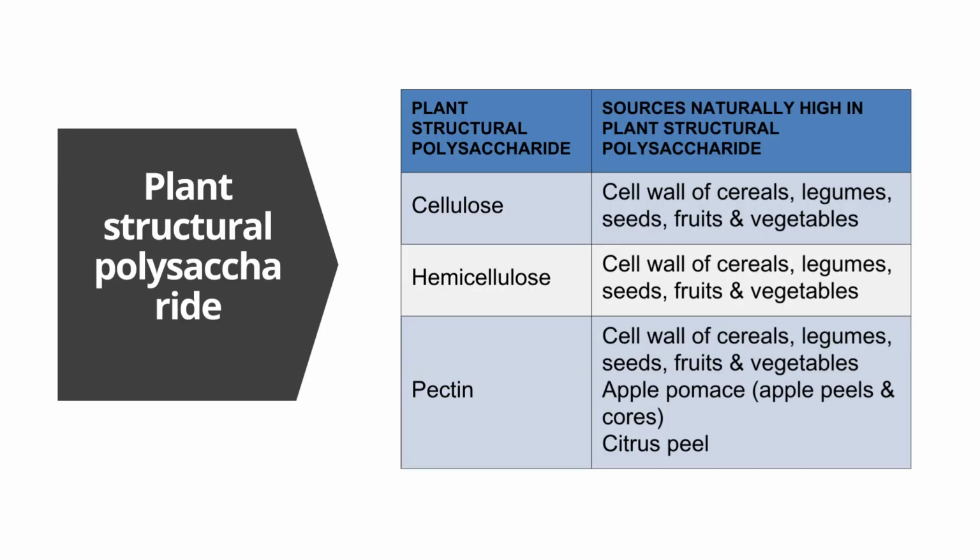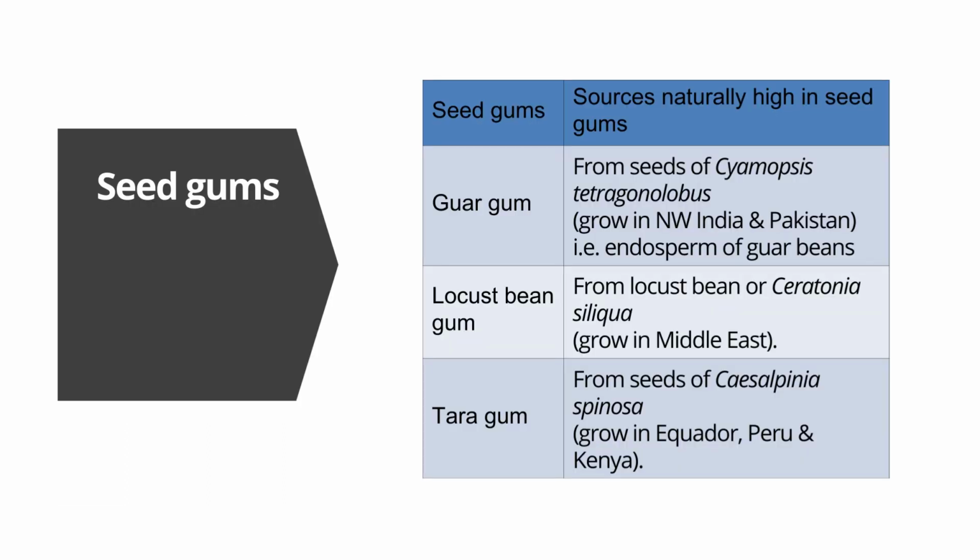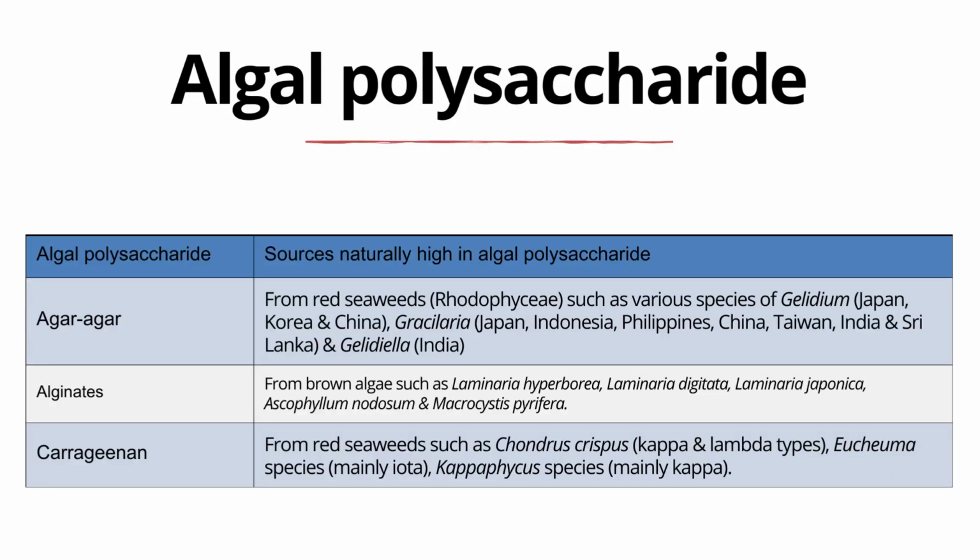Then we have plant structural polysaccharides such as cellulose, hemicellulose, and pectin, which can be mainly found in the cell wall of the plant. Next, plant exudates are gums such as gum arabic from the acacia plant. Other than plant exudate, there are also gums from the seed of the plant such as guar gum, locust bean gum, and tara gum. There are also polysaccharides from algae such as agar-agar and carrageenan from different species of red seaweeds, and alginate from brown algae.